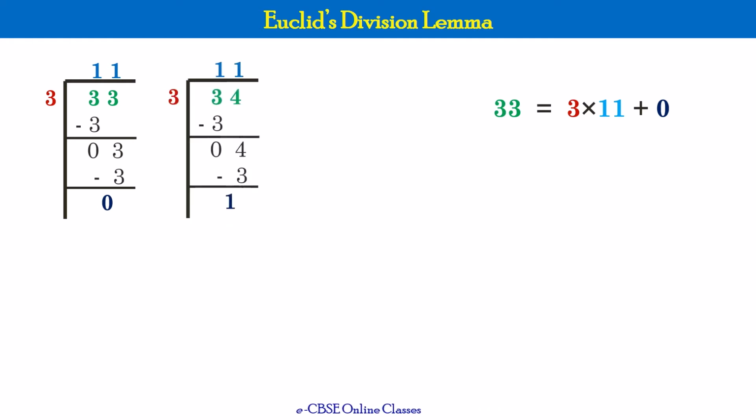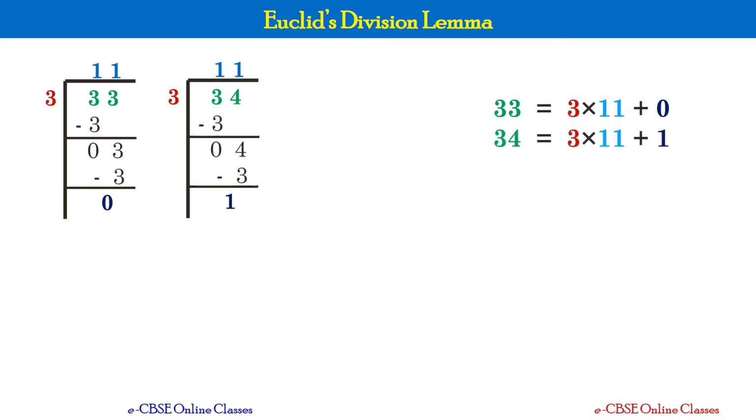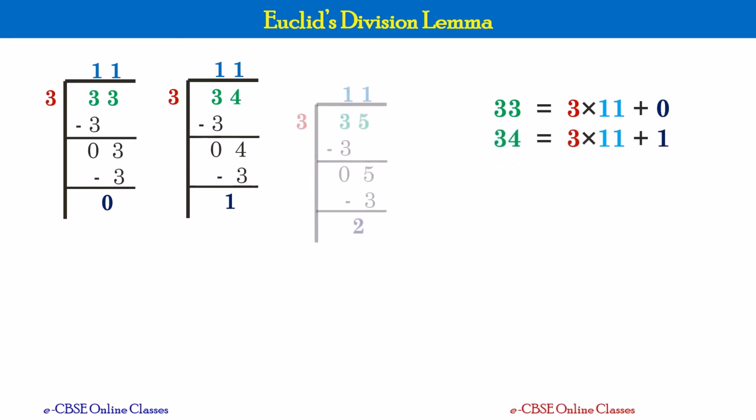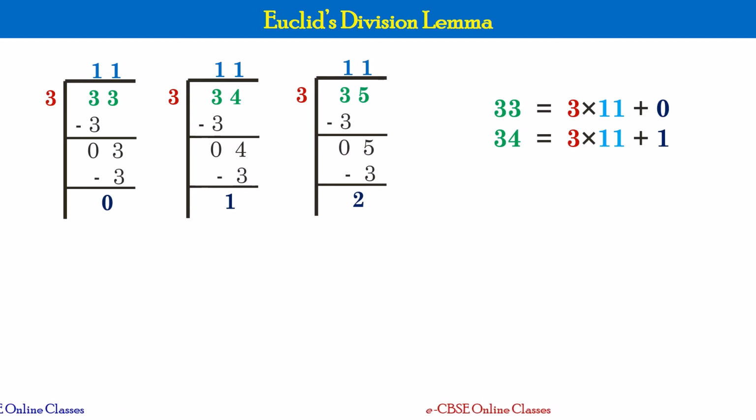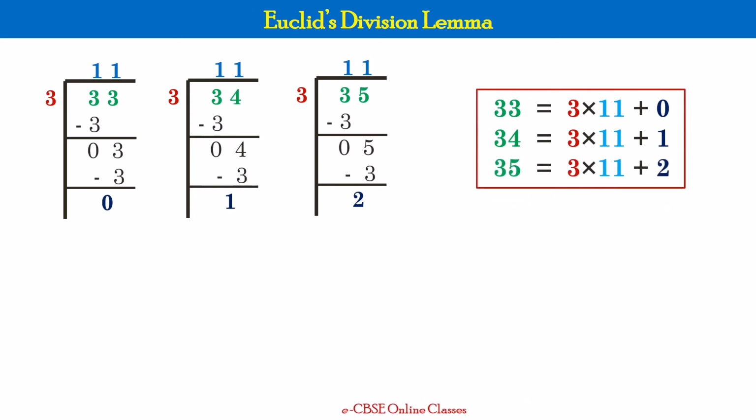Repeat the same procedure for number 34. We are left with remainder 1. So 34 is equal to 3 times 11 plus 1. Same with number 35. 35 is equal to 3 into 11 plus 2. So let us also mark this as a separate box. Now let us try division with 4.